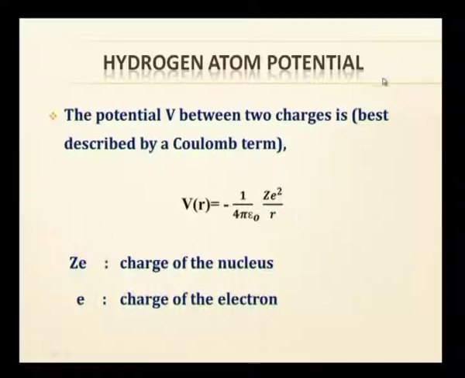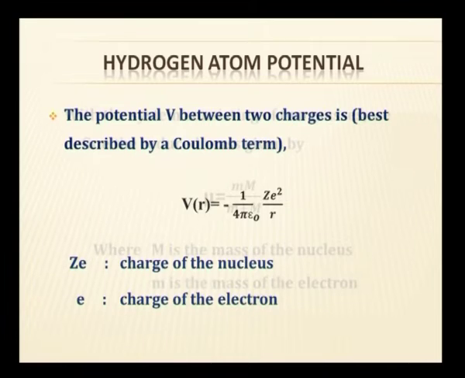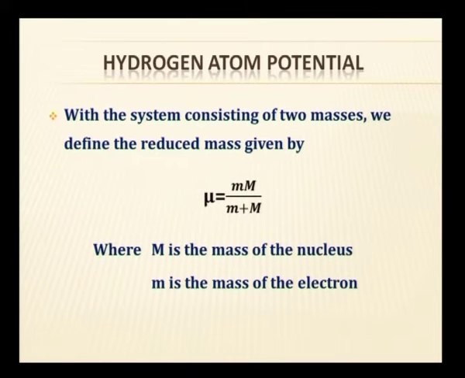Eigenfunction here refers to the state of the electron. The potential energy will be given as 1 by 4 pi epsilon naught into Z e square by r. In the case of the hydrogen atom, Z is 1, so it turns out to be e square by r. Z e in general is the charge of the nucleus and e is the charge of the electron. We also talk about the reduced mass mu, which is the product of the mass of the electron and the mass of the nucleus divided by the sum of the two masses. And we write down the Hamiltonian in any quantum mechanical problem.